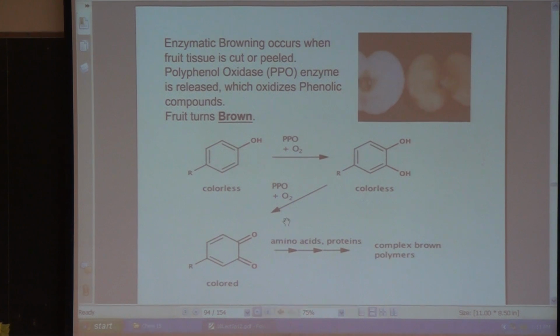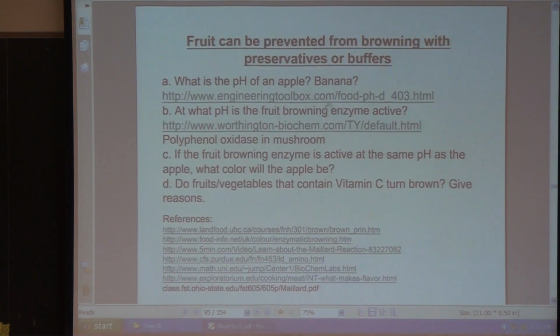Okay. Are there any other ways you can inactivate the enzyme? Could you freeze it? Yeah, freeze it. Can you soak it in water too? Yeah, soak in water. What is that going to do? Sealing. Yeah, sealing. That prevents O2 from reacting. Okay, so those are some ways that you can prevent fruit from browning.